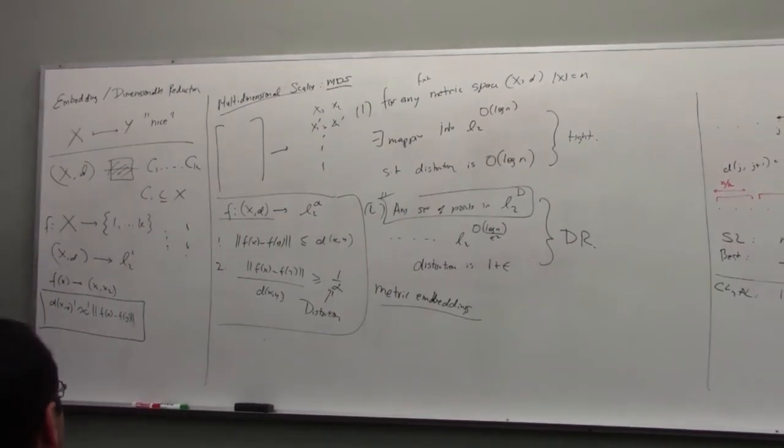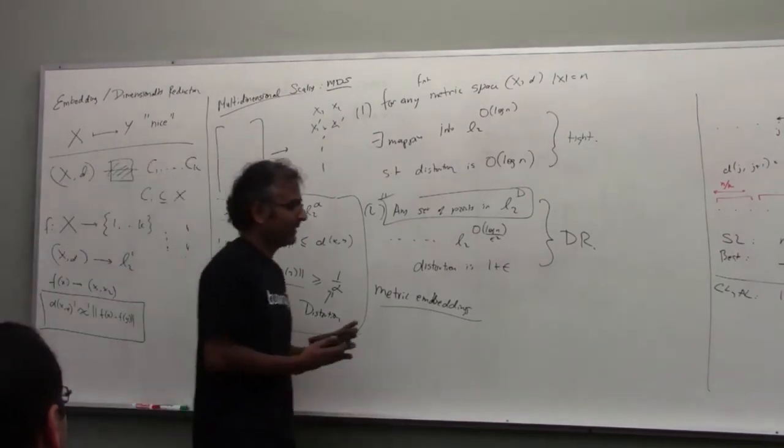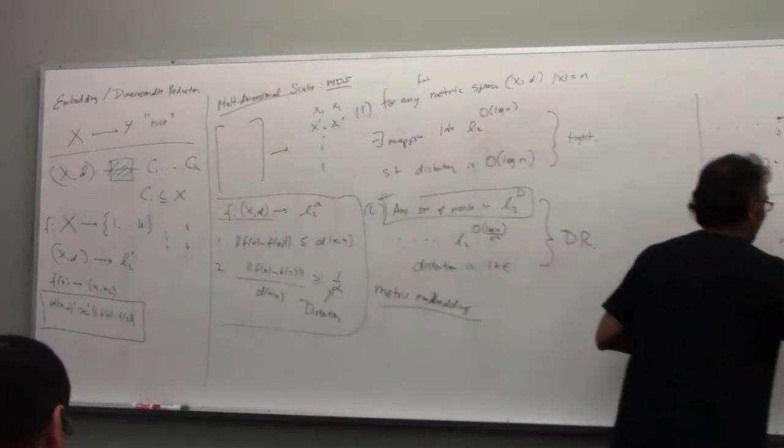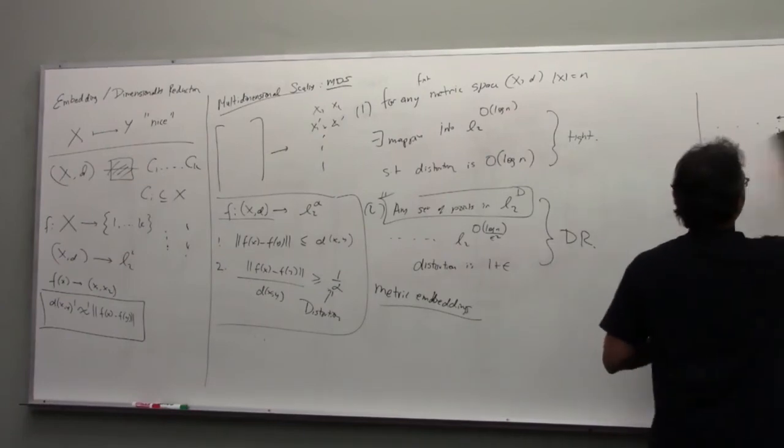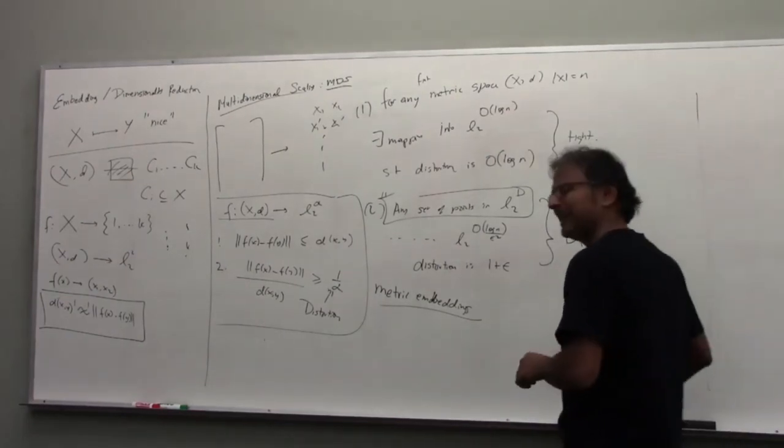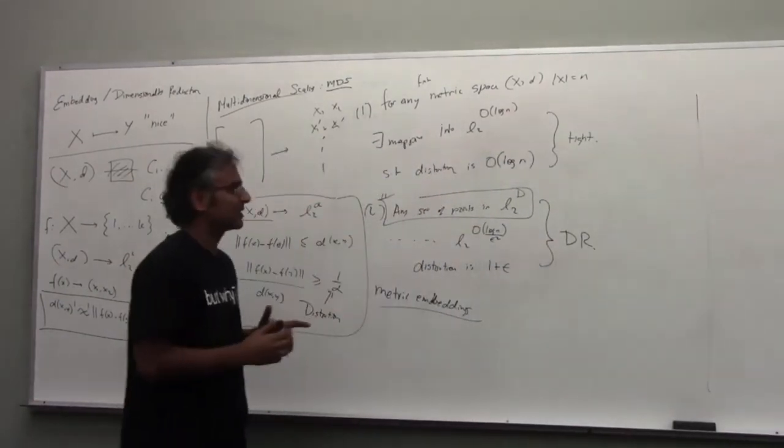The way we do the mapping is kind of bizarre and interesting. I won't give you a proof, but I'll just tell you how it works. It's not anything you'd expect. It's extremely dumb in some sense, but yet it works.